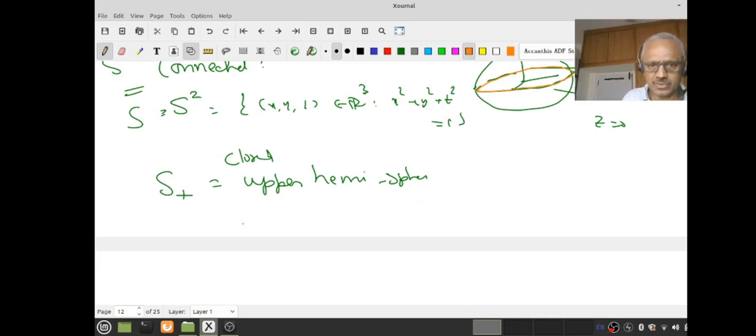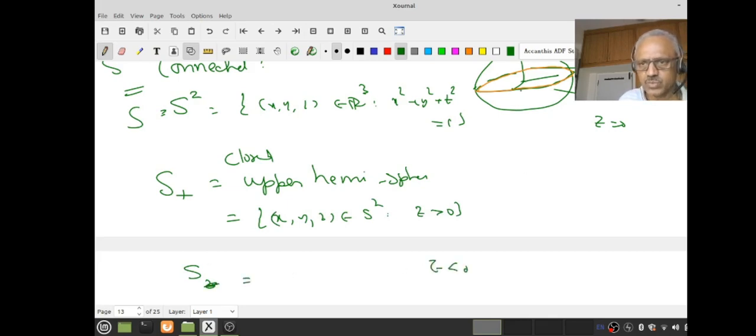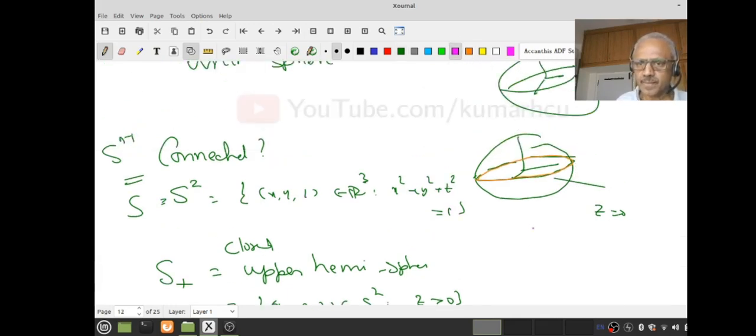Anything above that, by definition, is the set of x, y, z in S2 so that z is positive. Similarly I can define S minus, where z is negative. That is this one. So this one is S plus, and this is S minus.